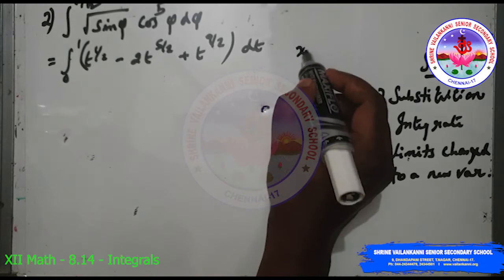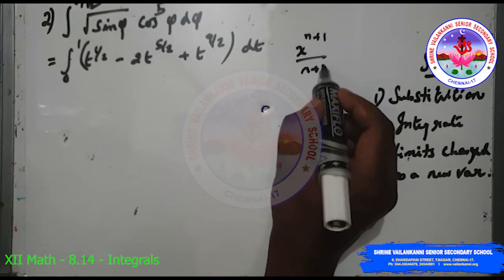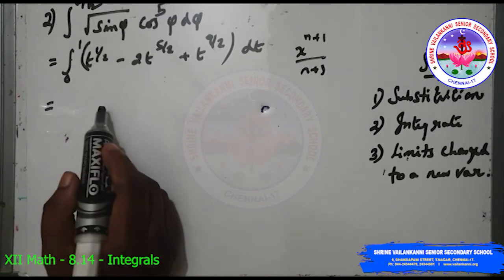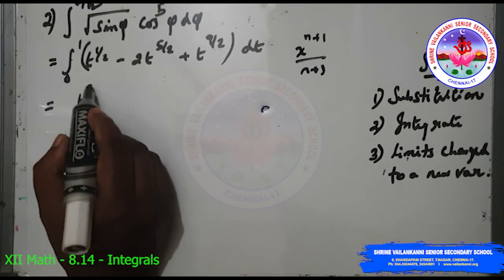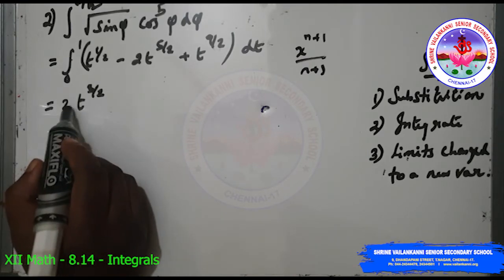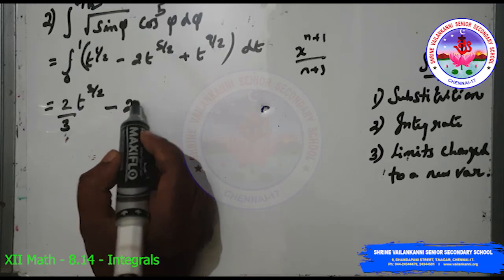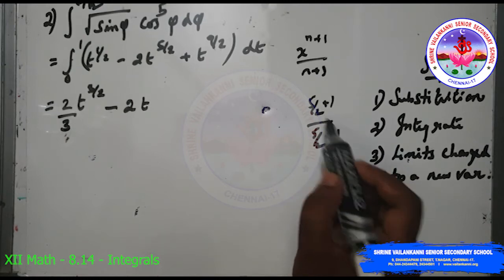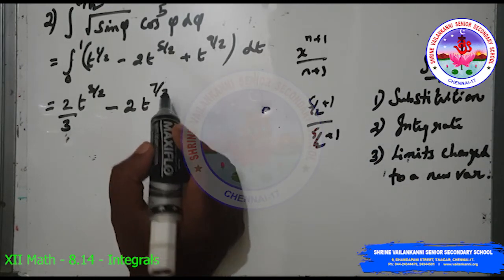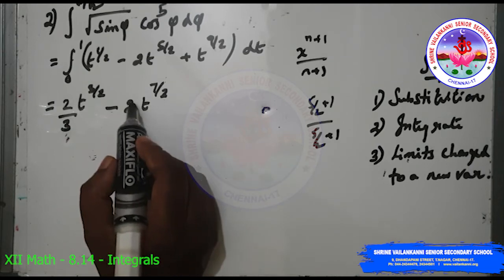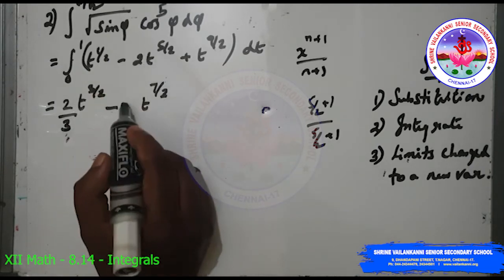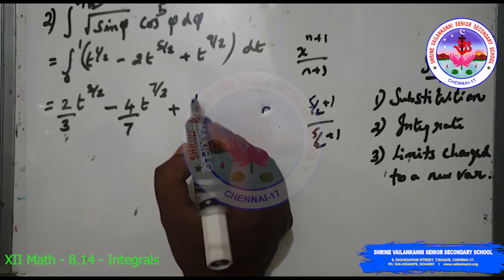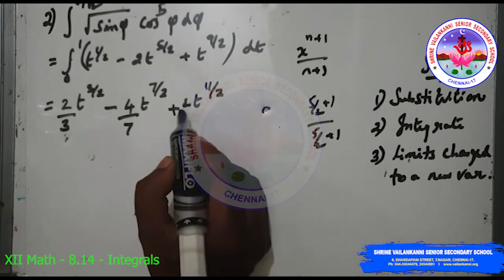Now we have to integrate this with respect to t. Using x power n plus 1 by n plus 1, integrating t power half, half plus 1 is 3 by 2. T power 3 by 2 by 3 by 2, I am writing this as 2 by 3, minus 2 into t power 5 by 2 plus 1, that is 7 by 2, so 2 by 7, so 2 into 2, 4 by 7, plus t power 9 by 2 plus 1, which is t power 11 by 2, so 2 by 11.